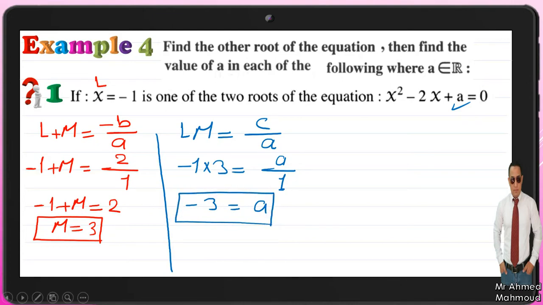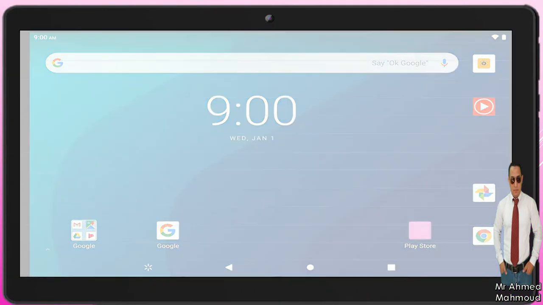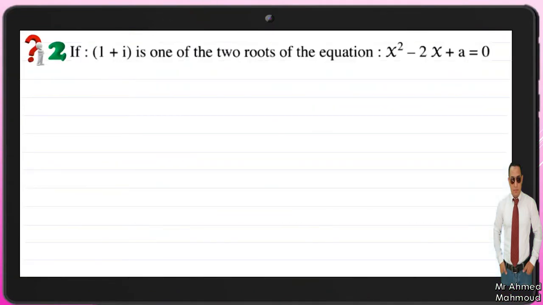Number 2. Okay, if 1 plus I is one of the two roots of the equation x power of 2 minus 2x plus A equals 0. We took before in the last lesson that if one of the two roots is complex, then the other root is its conjugate. So here L equals 1 plus I, therefore M equals 1 minus I. It's very easy.